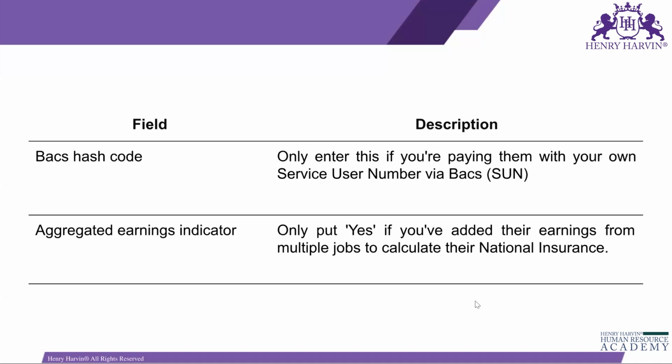Aggregated earnings indicator: only put yes if you have added their earnings from multiple jobs to calculate their national insurance. Normally companies do not do it. But if you are doing it, then you can put the aggregated earnings indicator as yes.